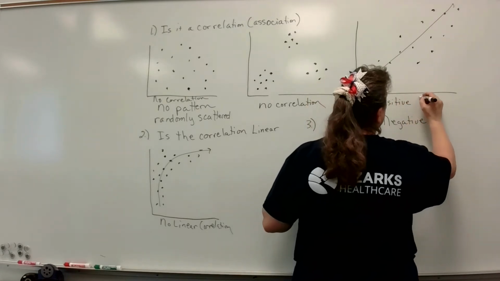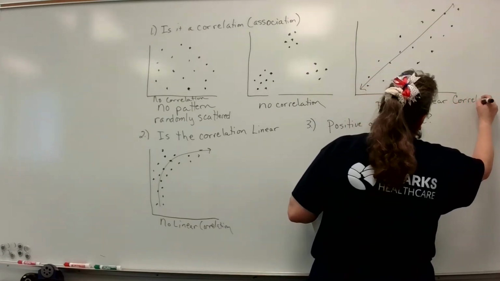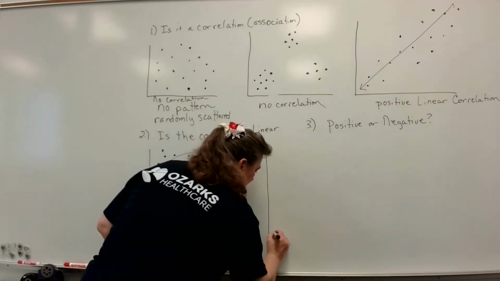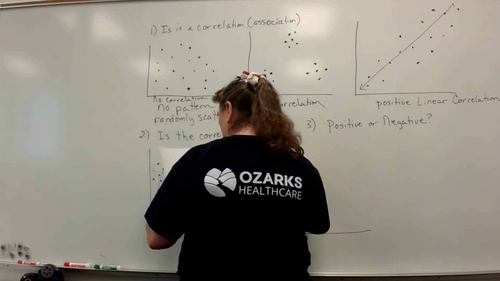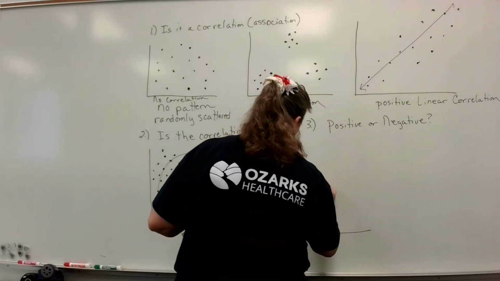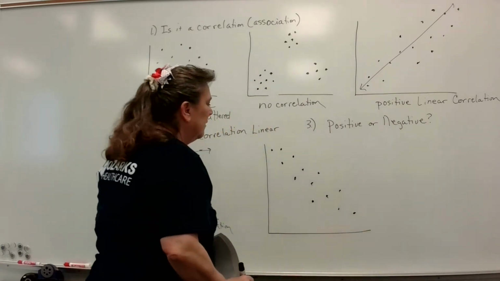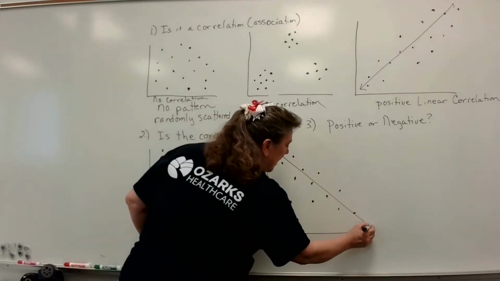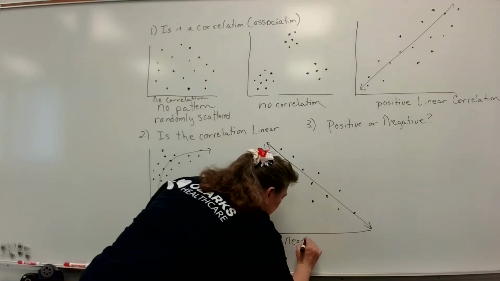And so we will put that whole part of the title on it. Let's look at another one. As we look at that one, you can see it's running in a downward pattern. So this one is a negative linear correlation.